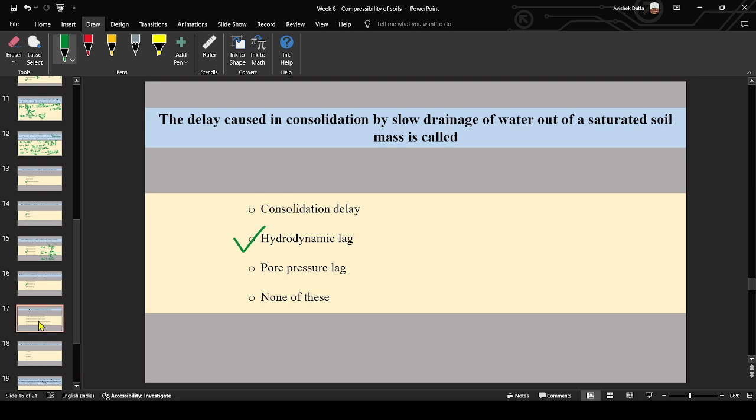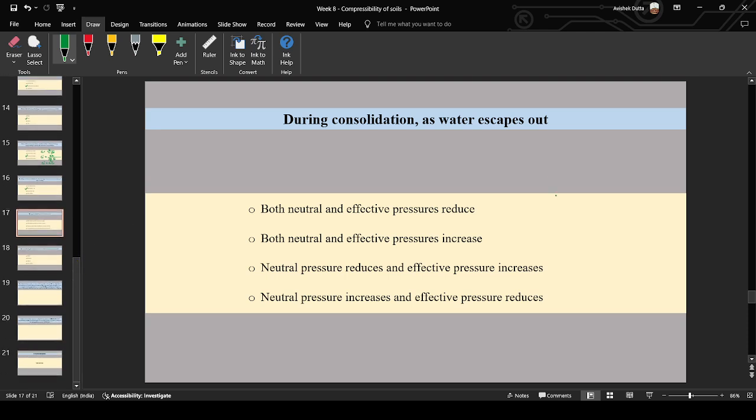Okay. Next question. During consolidation as water escapes out, what happens? We know that total pressure equals effective stress plus pore pressure, or effective stress equals total pressure minus the pore pressure. So as water escapes out, pore pressure will reduce. Pore pressure is also called neutral pressure, so neutral pressure is reducing. With total pressure remaining constant, effective stress increases. That is the grain to grain transfer of stress. So in this case, neutral pressure reduces and effective pressure increases. This is the correct answer.